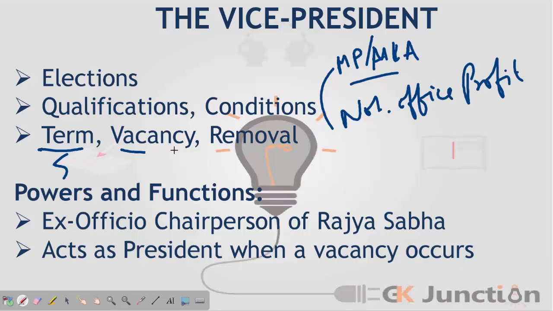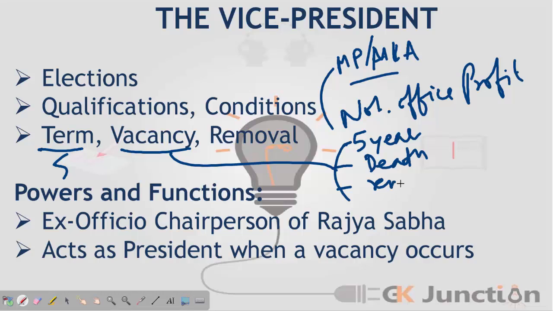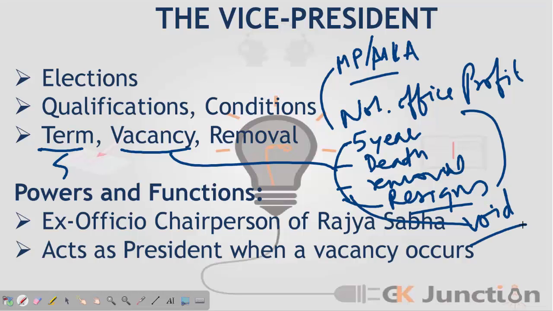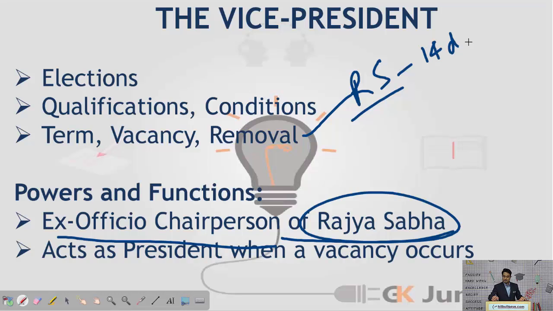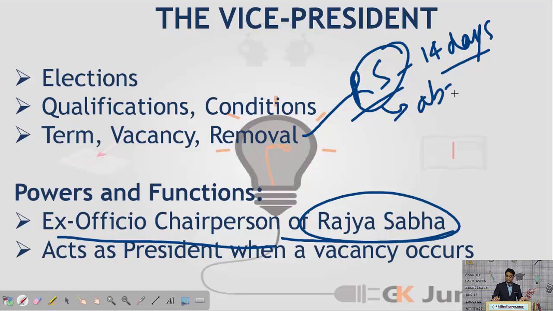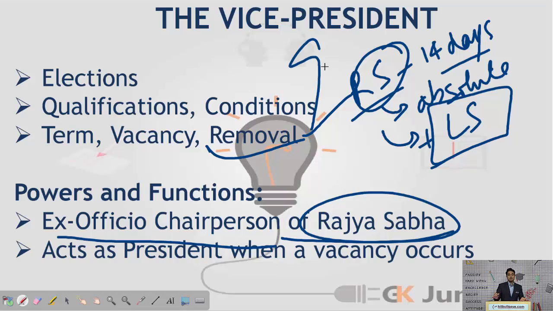The term is again 5 years. A vacancy arises after every 5 years automatically, upon his death, upon removal, if he resigns, and if his election is declared void. So these are the 5 conditions in which there can be a vacancy in the office of Vice President. He can be removed by a resolution introduced only in Rajya Sabha, because he is of course the ex officio chairperson of Rajya Sabha. A 14 days notice shall be given to him, and after this Rajya Sabha can pass a resolution by absolute majority, which can be agreed to by Lok Sabha, and thus the Vice President is removed.